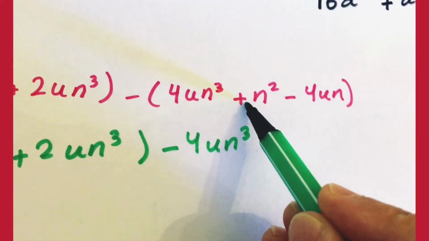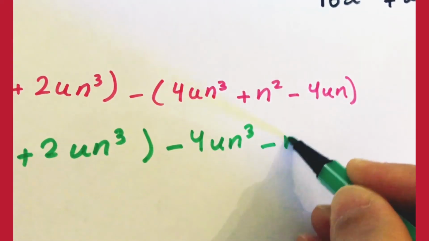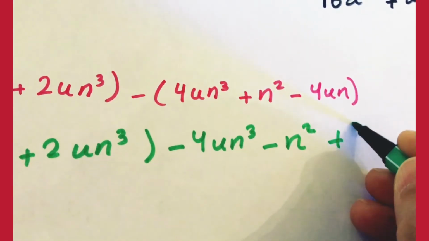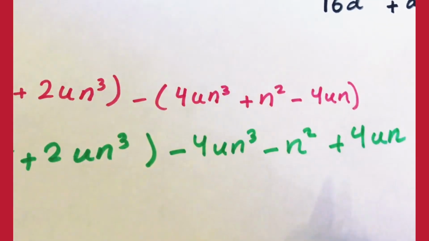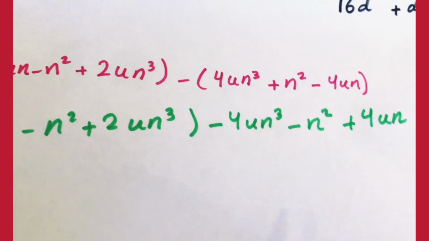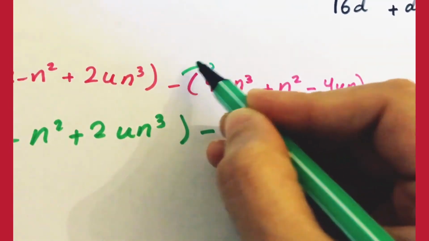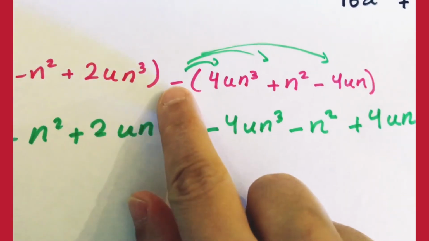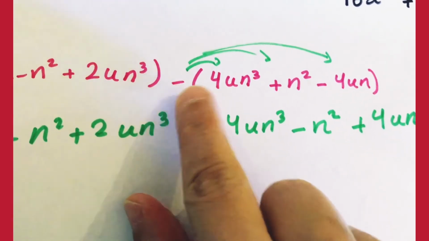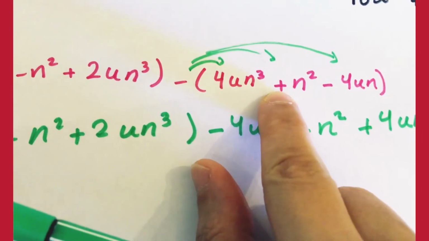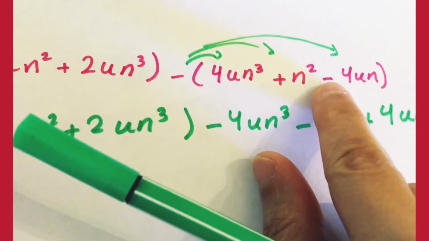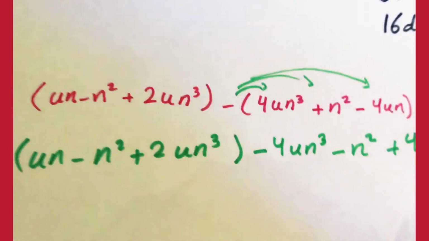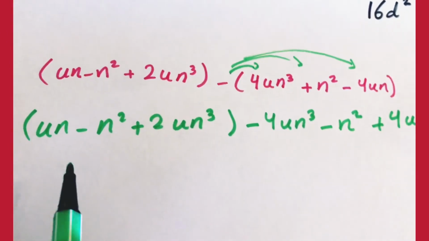Okay, this is positive, also will be negative, minus n square. This is negative, will be positive, plus 4un. Okay, this we call the distributive property. I give the negative to the 4, I give the negative 1 times positive 1, negative 1, negative 1 times negative 1 will be positive.